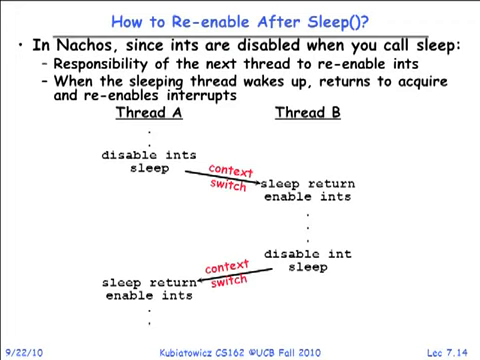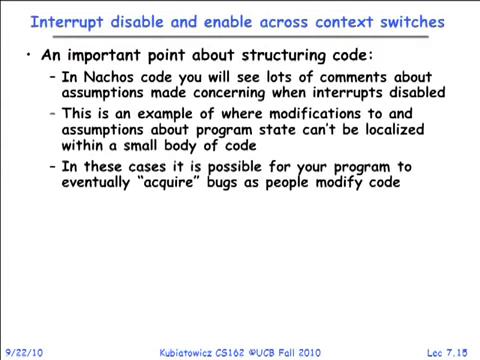Okay. So basically, I'm just repeating this. In Nachos, you'll see lots of comments, assumptions about when interrupts are disabled and when they're not. Just be careful to follow the conventions, or make sure to understand the conventions before you start modifying things, because otherwise you can acquire weird synchronization bugs in the kernel, or weird non-deterministic bugs in the kernel, just because you violated some assumption.